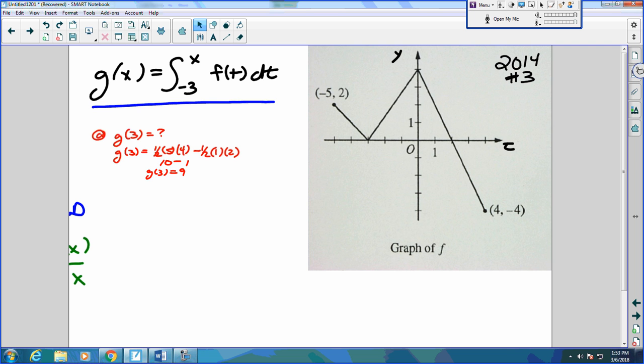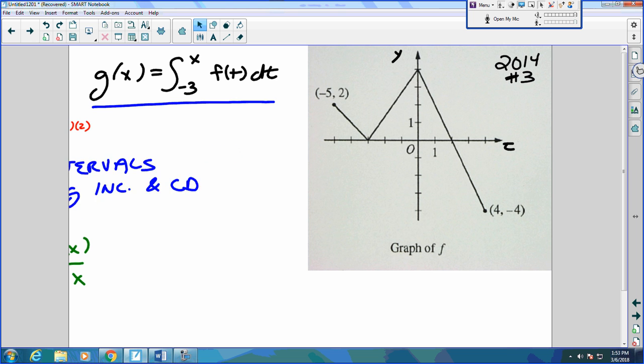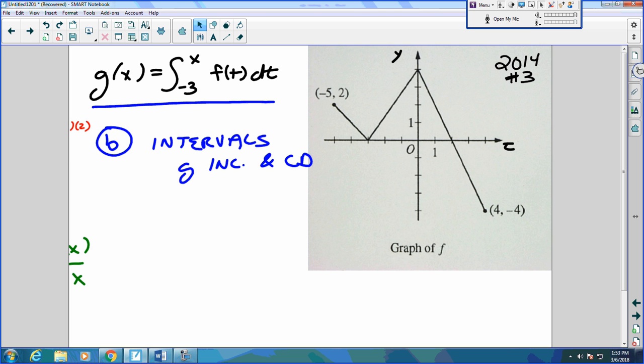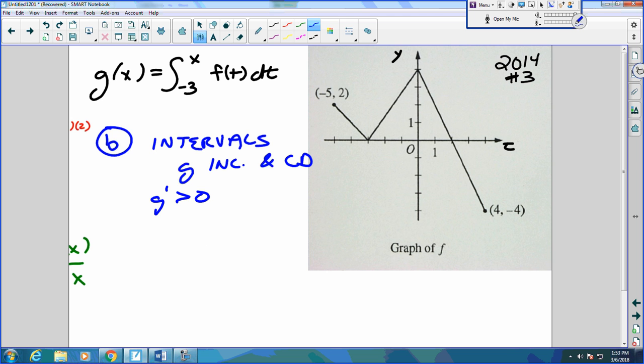Every AP problem is worth 9 points. It's a weird number, right? It's a RIT score. Usually, if you can get half of them, you're doing pretty well. So that's A. Letter B. They want the intervals where G was increasing and concave down. The thing I kind of glanced for, and if you were on my test, the thing I would be really interested in would, did you understand that G prime had to be greater than 0? And that G prime prime had to be less than 0. Does that make sense, everybody? That's the most important thing on this problem.